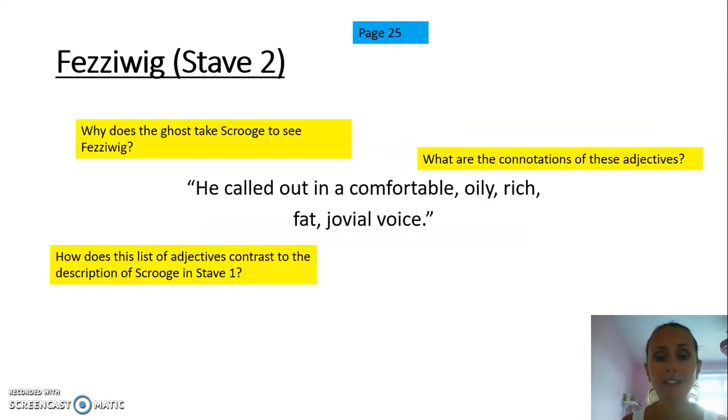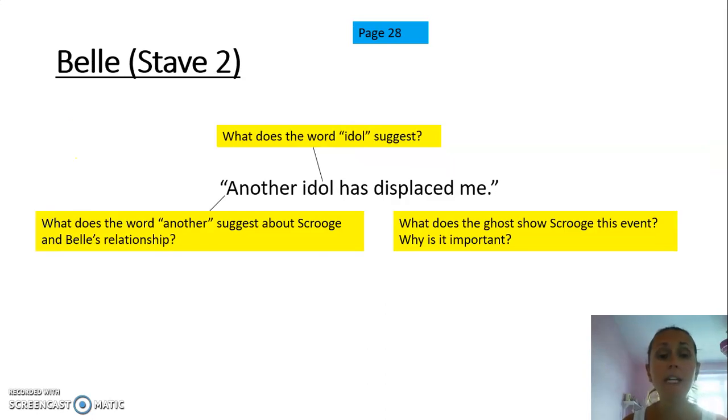Same with Fezziwig, so this is on page 25, taken from Stave 2. Have a look at the introduction of Fezziwig there and use those prompts there to help you analyse that, please. And then finally, have a look at Belle as well. See what she says to Scrooge when she says, "another idol has displaced me." So that's on page 28. That's all I'm going to go through today.